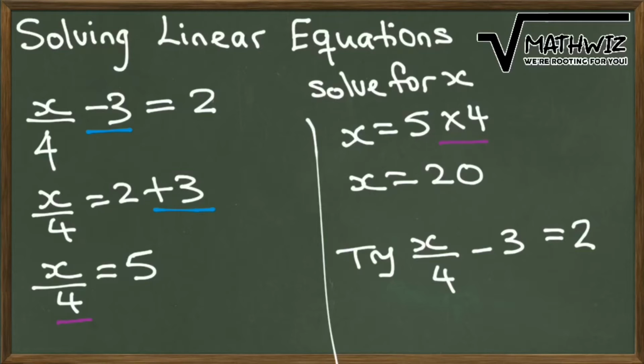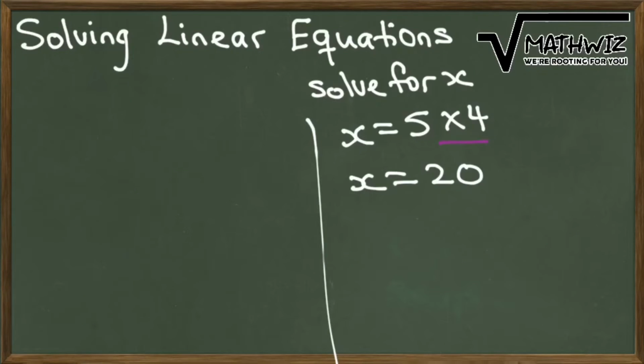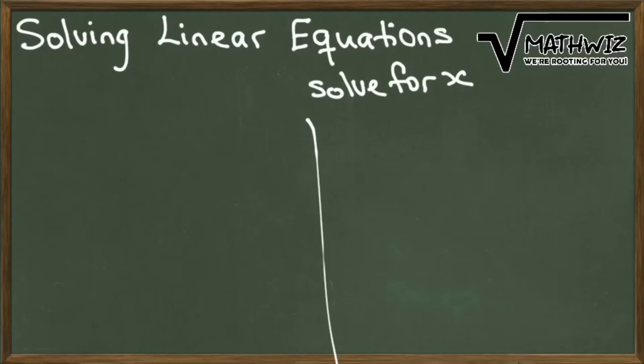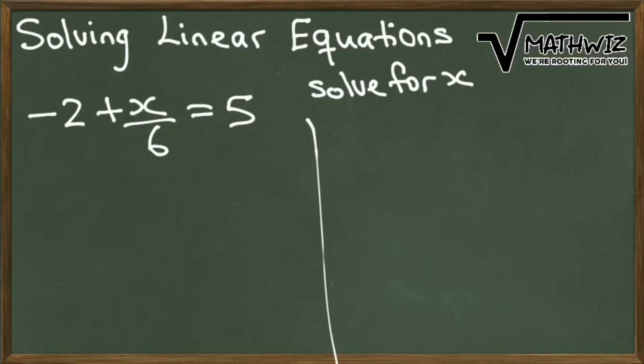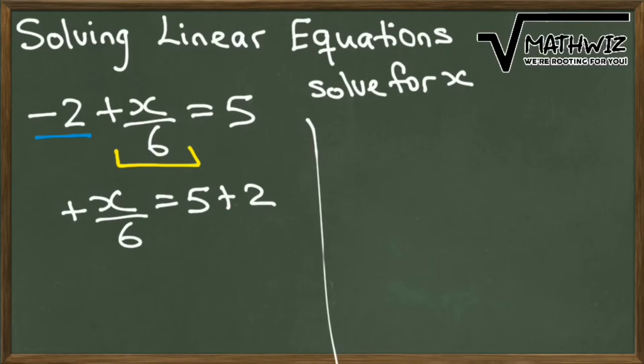All right, so for our second example, we are going to go ahead, still keeping our x on the left-hand side. So let's say you have -2 plus x over 6 is equal to 5. All right, so we're still solving for x, so you have to move that last. So the -2, when you take it across, it is going to become +2. And x over 6, so 5 plus 2 is going to give you 7.